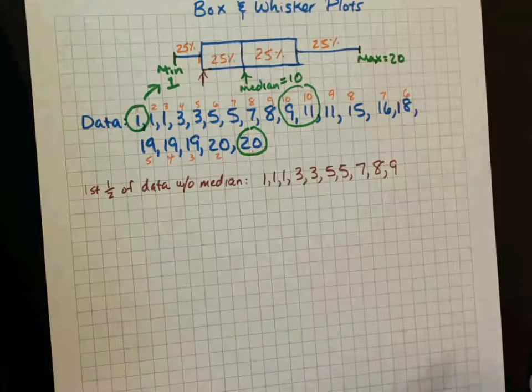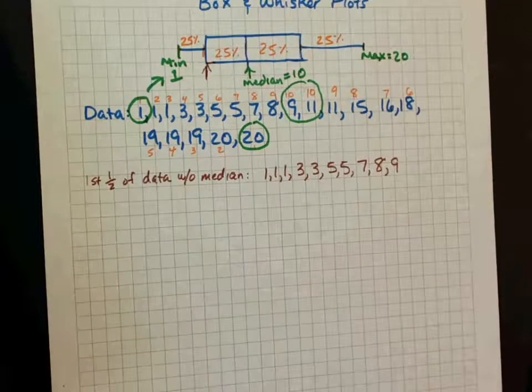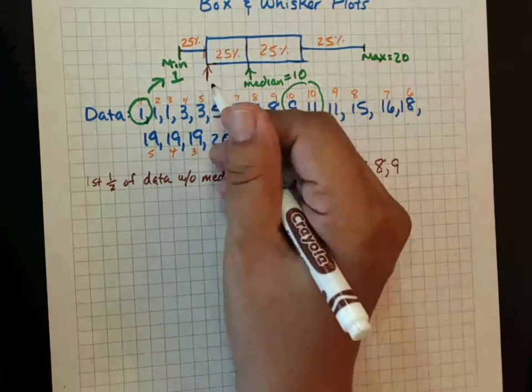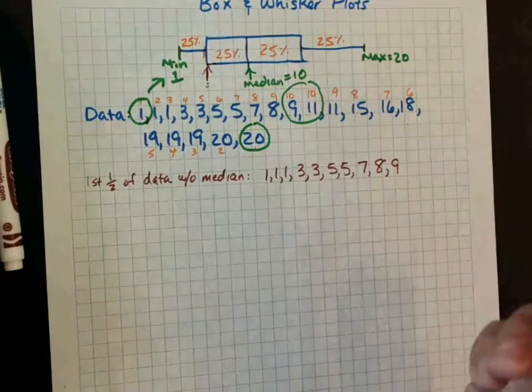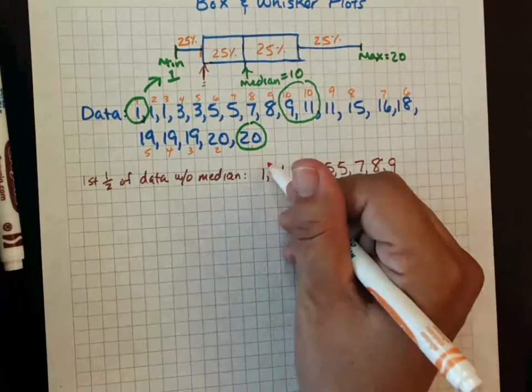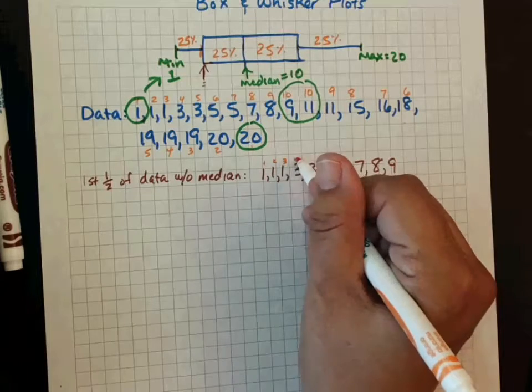All right. So I'm going to take the first half of my data. How could I find that point right there? Well, I could just take the median of this first half of the data. There are 10 data points, 1, 2, 3, 4, 5.